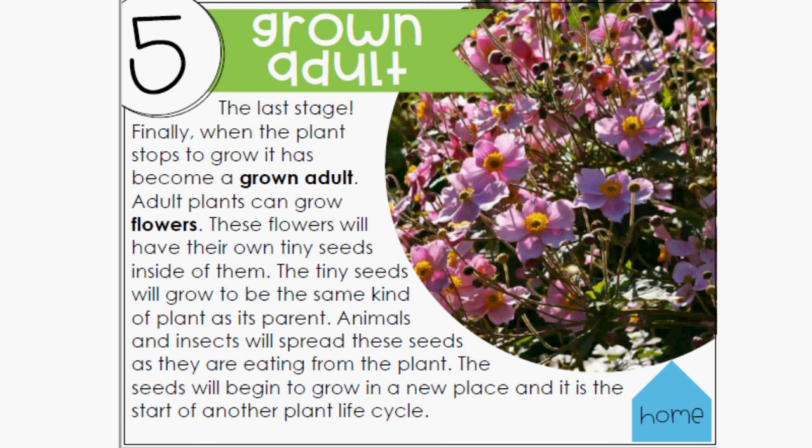We know that animals come by and eat the nectar from the flowers, and sometimes those seeds get stuck to them, and once they go to new places, the seeds start to spread, so new plants can begin to grow and start the plant life cycle all over again.